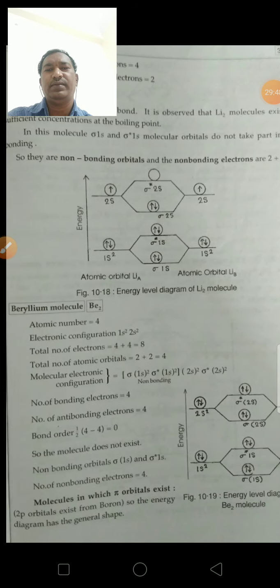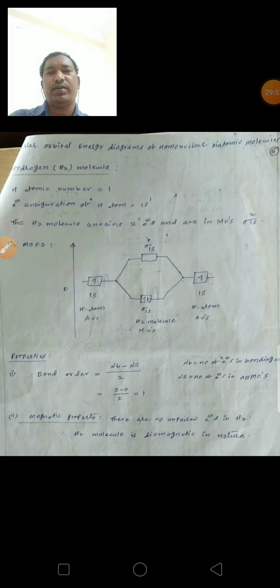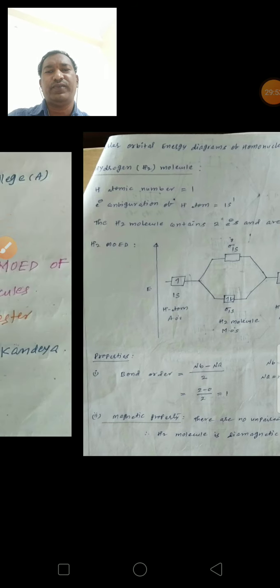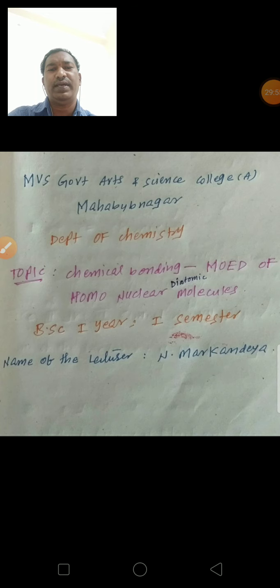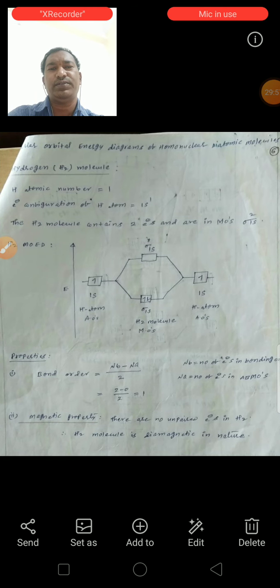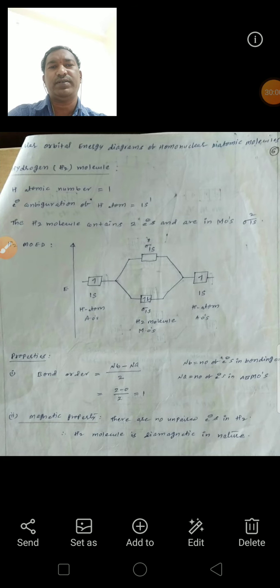Okay, this is the molecular orbital energy diagram for homonuclear diatomic molecules.